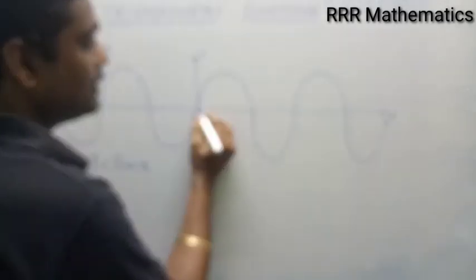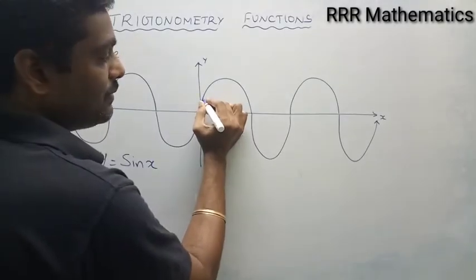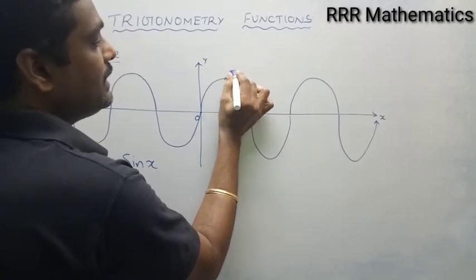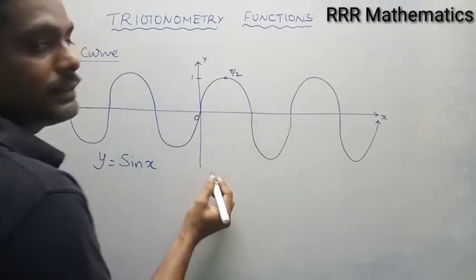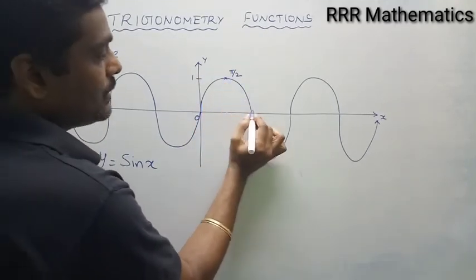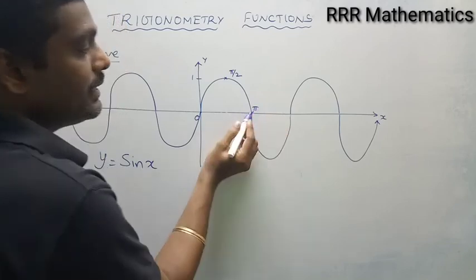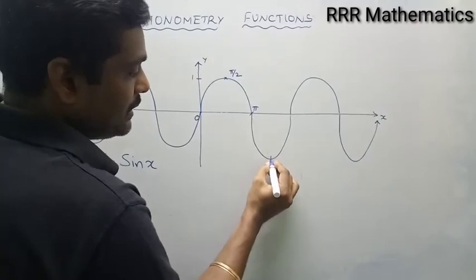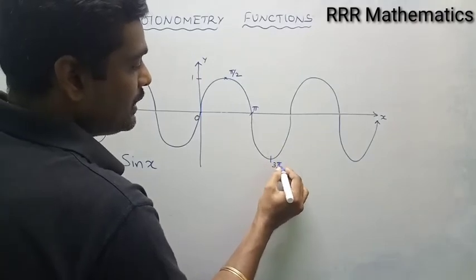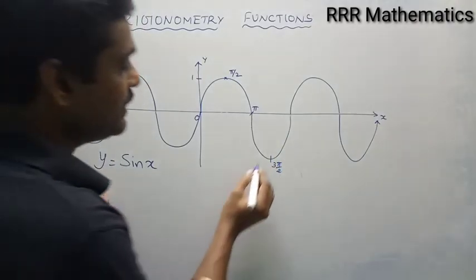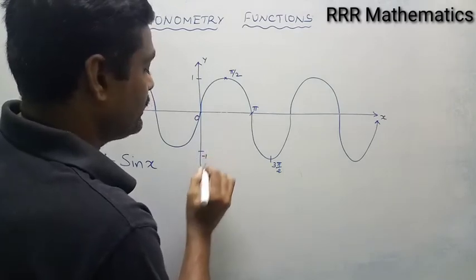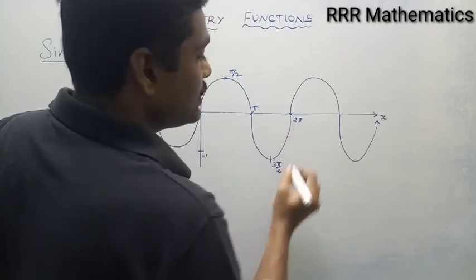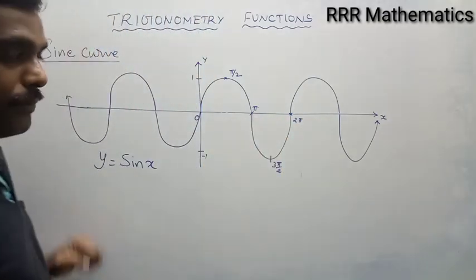So when sine 0 is 0, it goes up: sine 30 is 1 by 2, sine 60 is root 3 by 2, etc. Sine 90 degree gives 1. And it comes down: sine 180 degree is 0. When you proceed further, sine 270 degree, 3 times 90, that is 270 degree, gives minus 1. And it goes up, and at 360 degree, that is 2 pi, it gives 0.